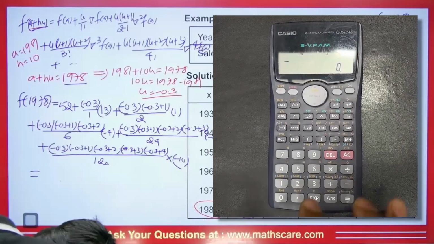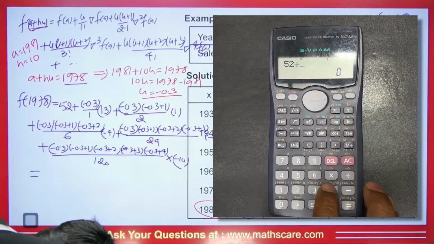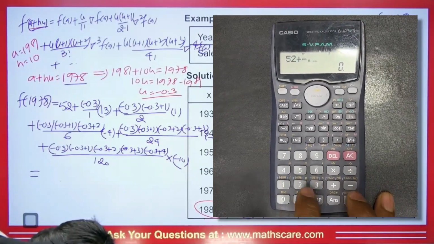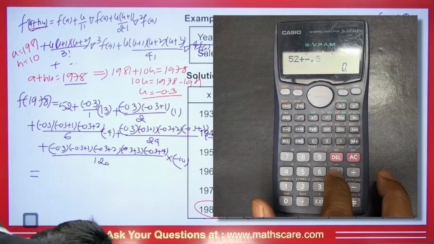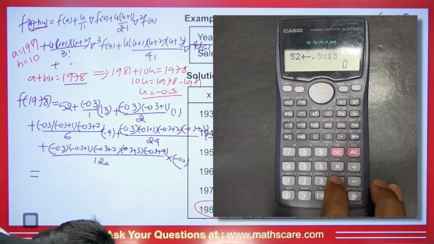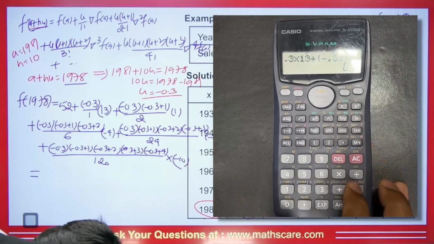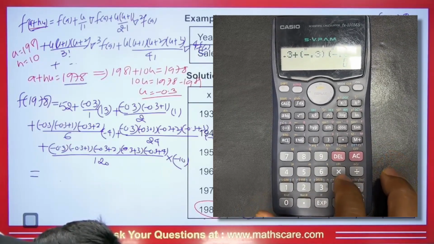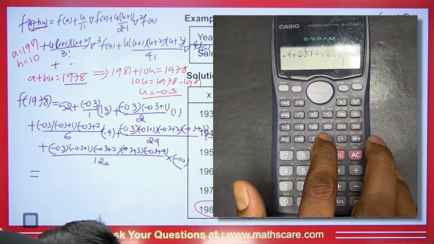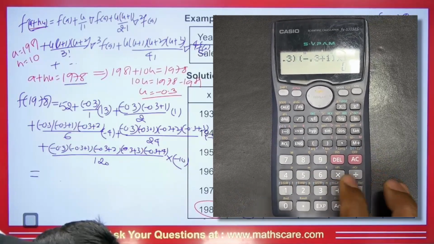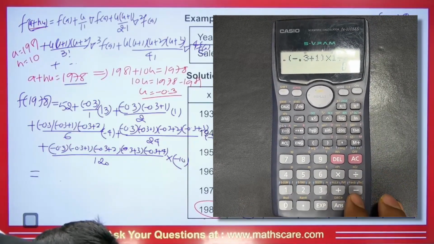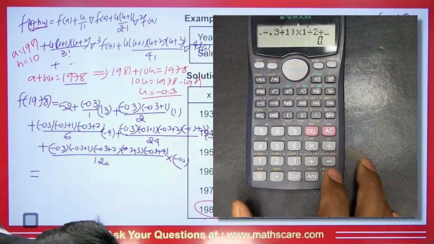So students, how will we find the value of this? First we will write 52 plus, here we have minus 0.3, then into here we have 13, then after that plus, bracket open, minus 0.3, then bracket close, then bracket open, minus 0.3, then plus 1, and bracket close. And into, we have 1 here, divided by we have 2 here, then again we have plus here.